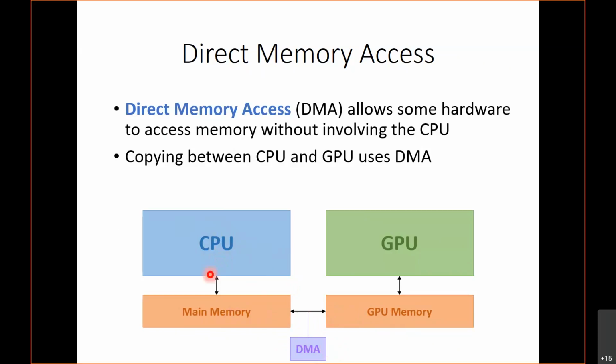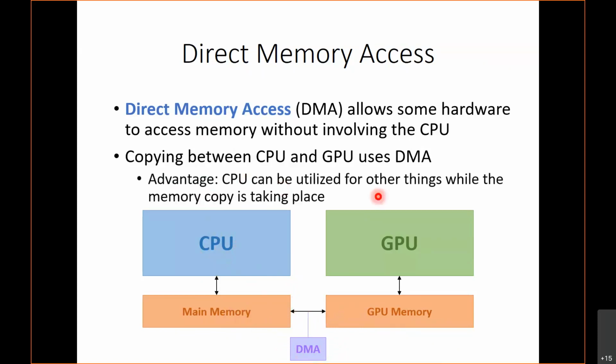Right, exactly. So I don't want to waste my CPU time just reading and writing. What we can do is have the CPU be utilized for other things while the memory copy is taking place. So while the memory copy is happening, I can have the CPU do other things. Okay, so this is the advantage of using DMA. What's the disadvantage of using DMA?